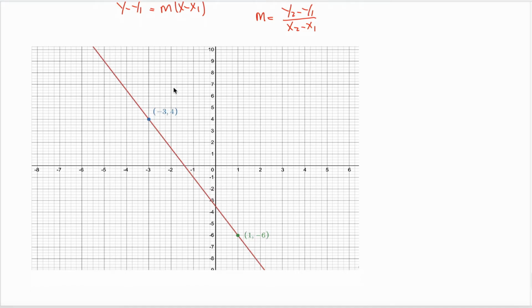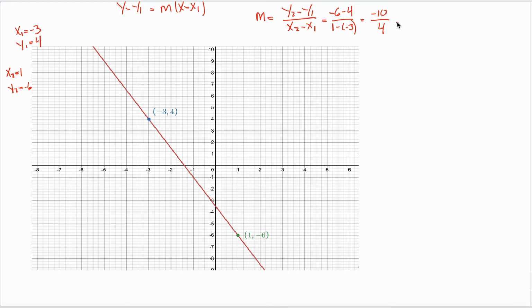So I'll arbitrarily pick this one to be my first point. So x1 is equal to -3 and y1 is equal to +4. Since these are my 1s, these are my 2s. So x2 would be +1 and y2 would be -6. Taking these 4 values and plugging them into my slope formula, in the numerator I have -6 minus 4, and in the denominator I have 1 minus, careful, -3. So -6 minus 4 leaves me with -10, and 1 minus -3 is the same as 1 plus 3, which is 4.